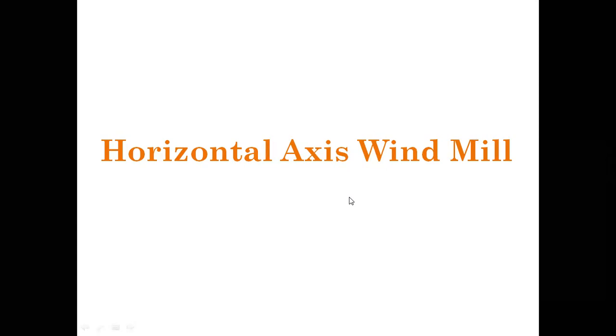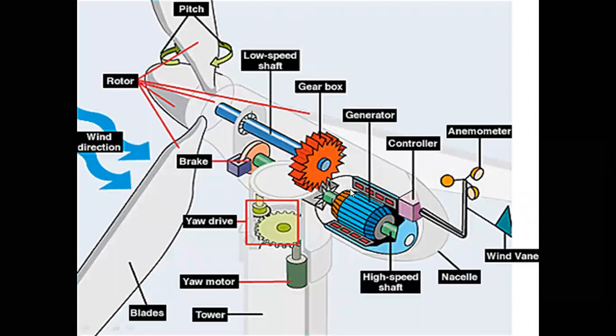The horizontal axis windmill and vertical axis windmill are classified based on the shaft position. Here, the horizontal axis windmill rotates only in the 180-degree direction, but the vertical axis windmill rotates in the 360-degree direction. First we will discuss the horizontal axis windmill.